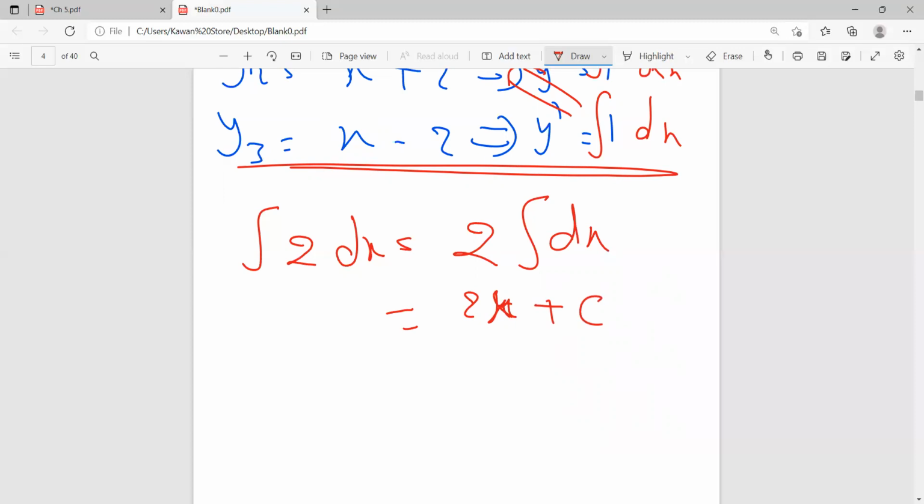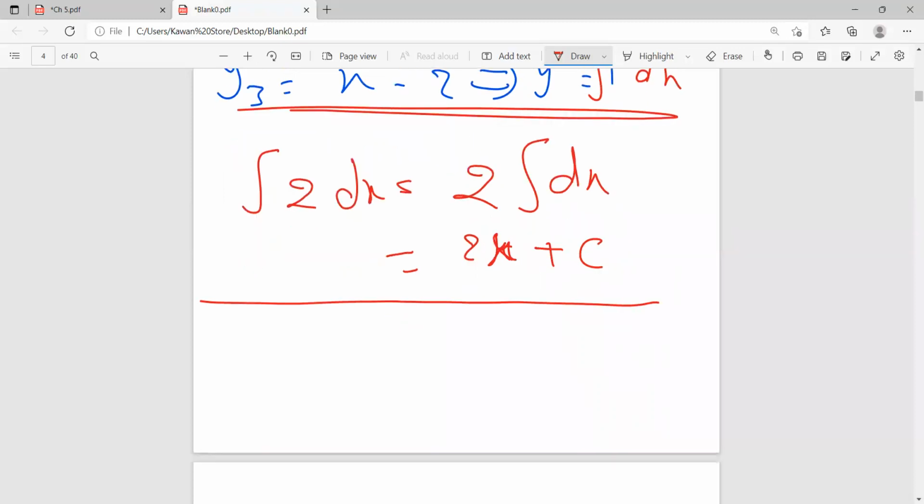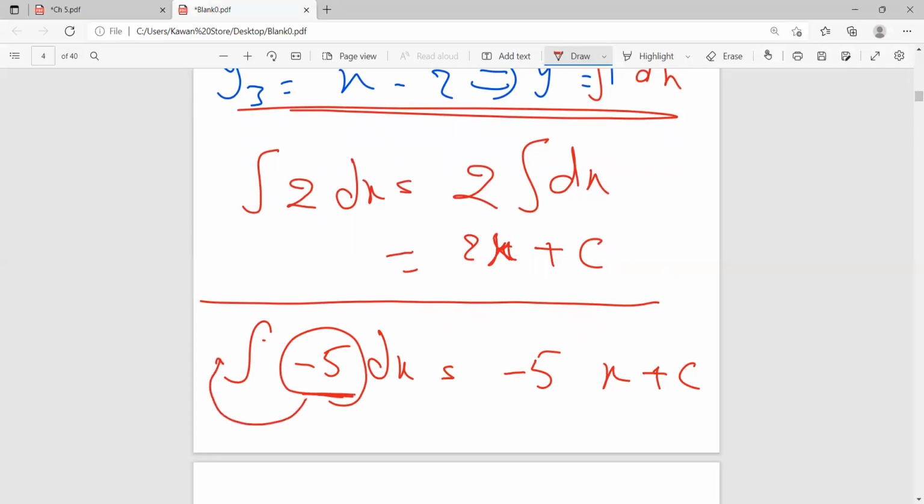Do you have any question about the first step? Easy? Good. Okay. So if I have, for example, minus 5 dx, say what? That's equal to minus 5x plus c. Why? This number is going to be out, and I'll get the integral of dx, and I know the integral of dx is equal to x. So minus 5x. Understood?